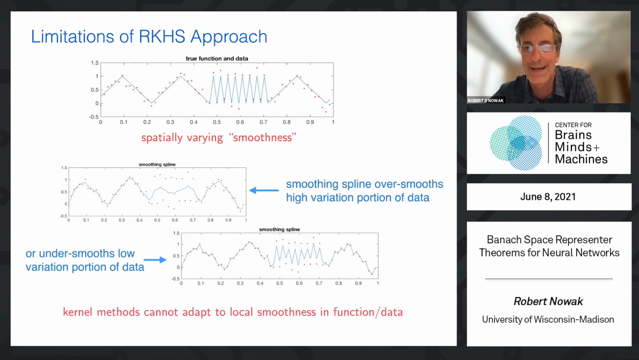Kernel methods cannot adapt to the local smoothness in the function or the data. You have to pick what smoothness you want, and it's going to be that general level of smoothness everywhere in the function. You can't have it be very smooth in one area and less smooth in another. It's just not something you can achieve with a kernel method.